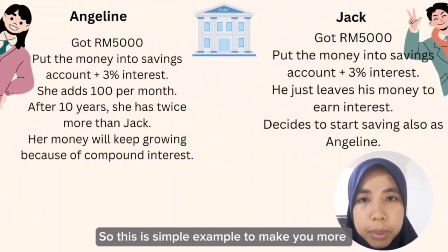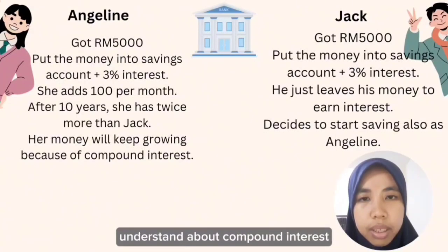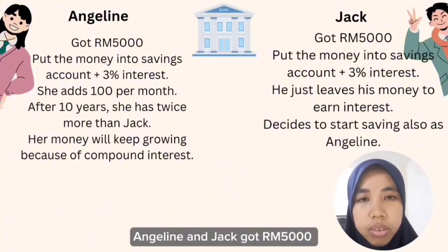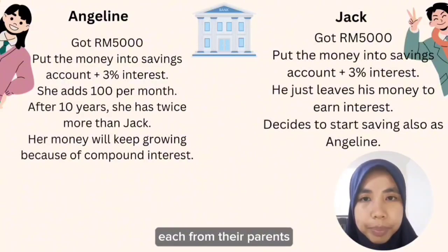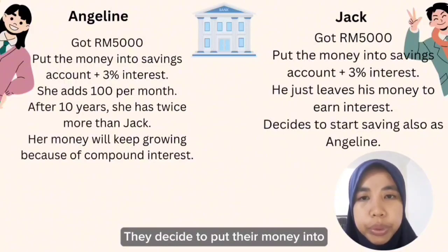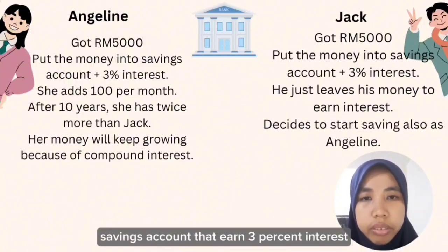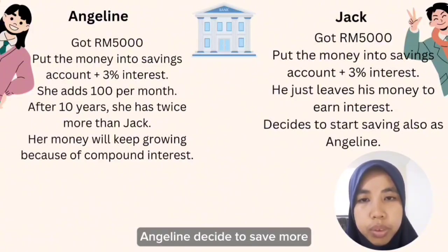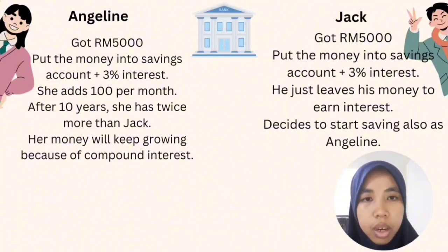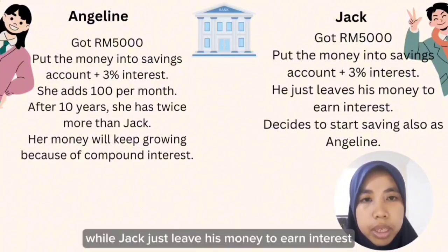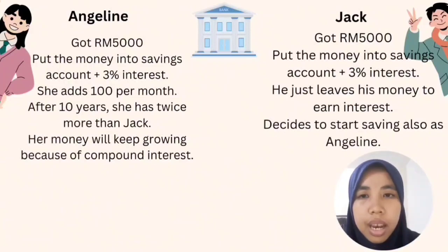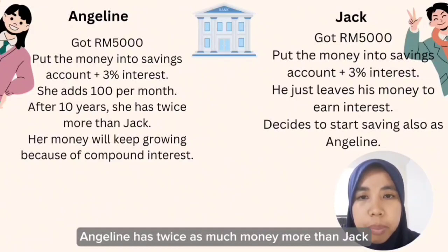So this is a simple example to help you understand compound interest. Angeline and Jack got 5,000 each from their parents. They decide to put their money into a savings account that earns 3% interest. Angeline decides to save more, so she adds 100 per month, while Jack just leaves his money to earn interest. After 10 years, Angeline has twice as much money as Jack.